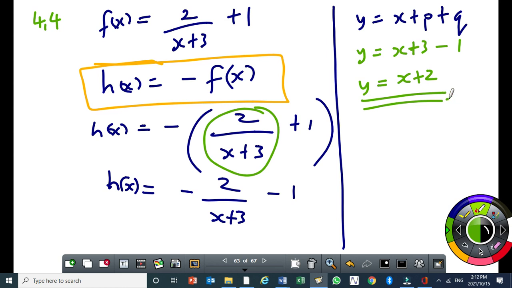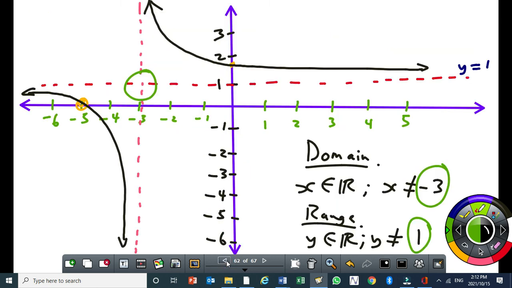Are you following? Reflection about the x-axis does not affect the x values, so the vertical asymptote is not affected. It's only the horizontal asymptote which changes. So after reflection, the vertical asymptote still remains the same, but the horizontal asymptote becomes y equals negative 1. Right?